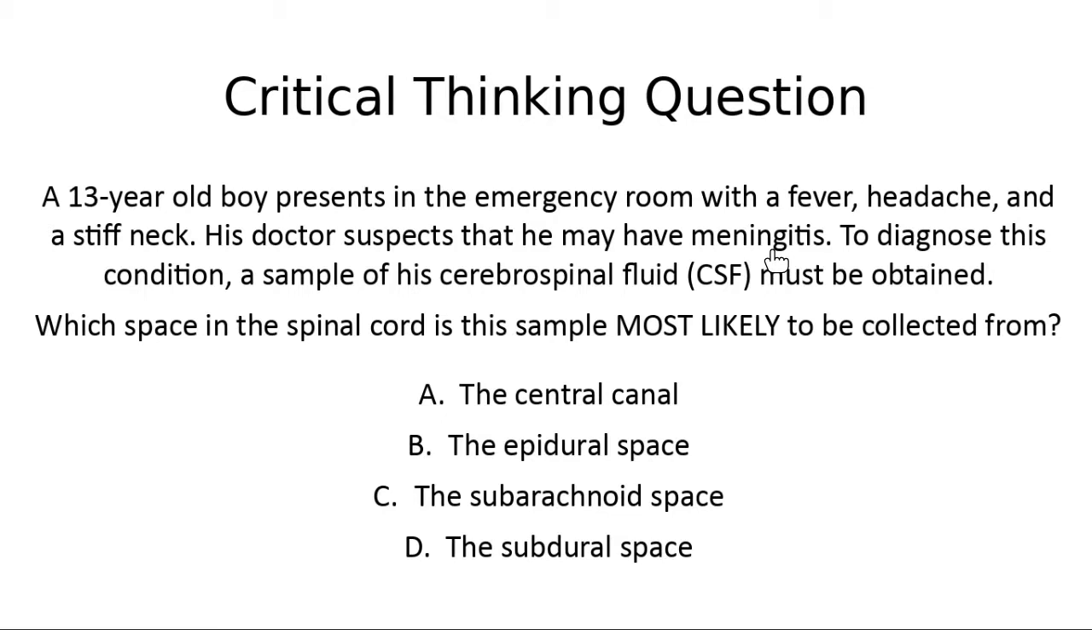So to diagnose meningitis, whether you've got bacteria or viruses or that kind of stuff in your cerebrospinal fluid, that's how we would know you have meningitis. We need to go to a place in the spinal cord where we have cerebrospinal fluid. There are two places in the spinal cord that we find cerebrospinal fluid. What are the two places where we have cerebrospinal fluid in the spinal cord?